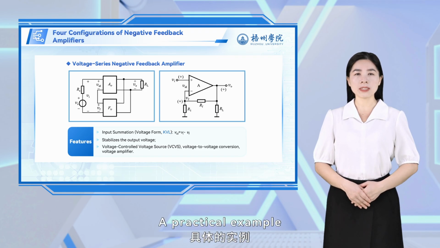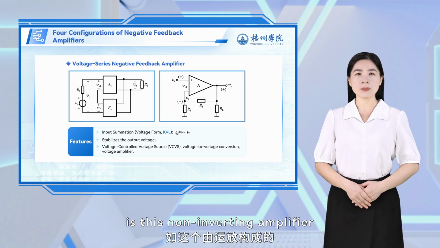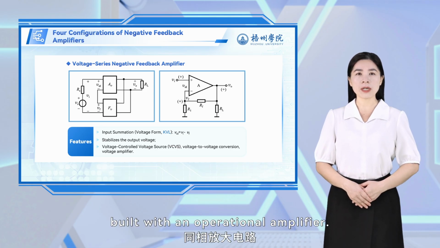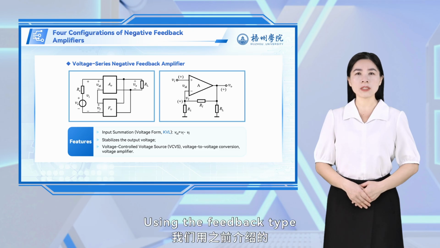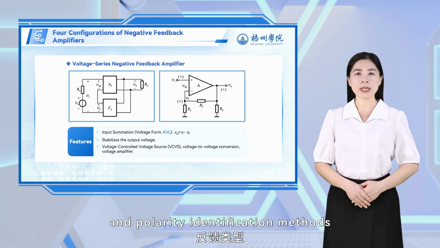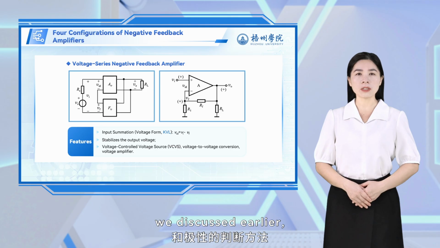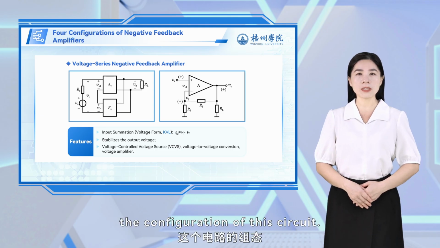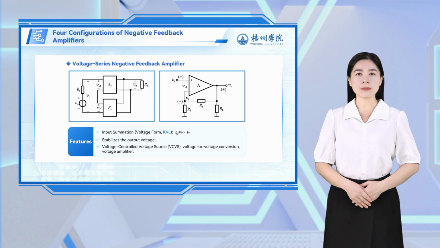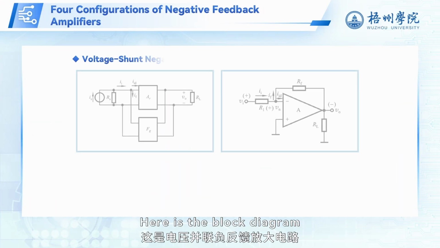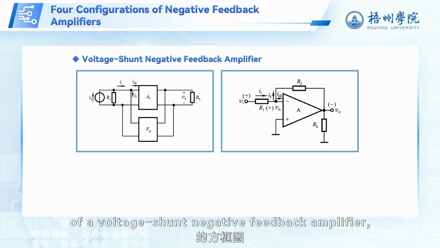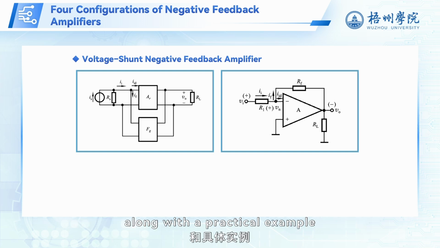A practical example is this non-inverting amplifier built with an operational amplifier. Using the feedback type and polarity identification methods we discussed earlier, we can determine the configuration of this circuit. Here is the block diagram of a voltage shunt negative feedback amplifier, along with a practical example, an inverting amplifier.